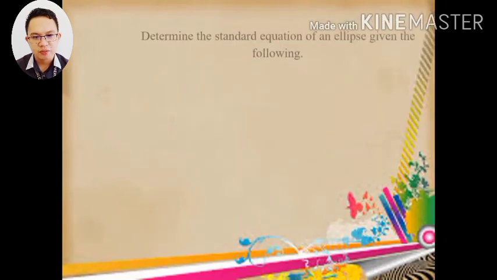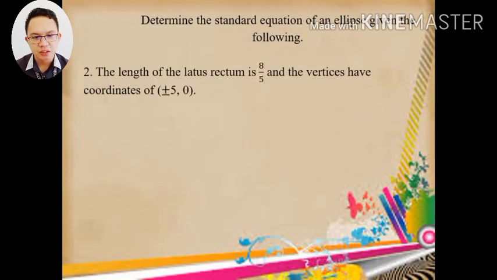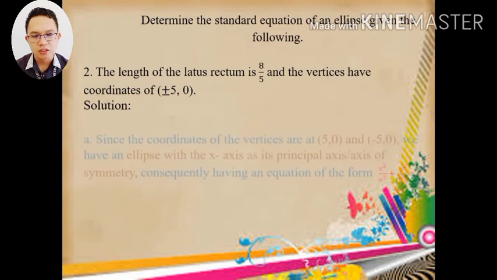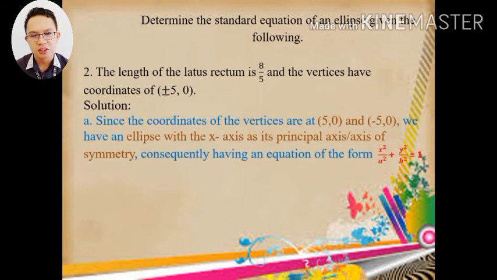Second example, the length of the latus rectum is 8 over 5 and the vertices have the coordinates of positive and negative 5, 0. So, looking at the problem, the vertices are your basis for whether your graph is standing or lying down. If you ask me, the graph is horizontal, or the axis of symmetry is the x-axis. So, automatically, when it is lying down, our equation is x squared over a squared plus y squared over b squared equal to 1. These are what you should remember.